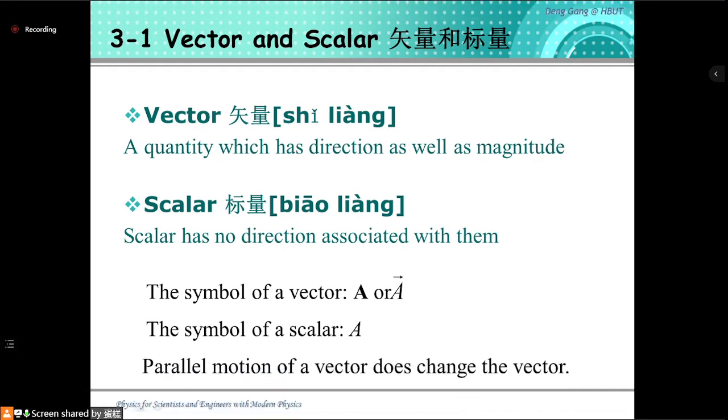If you move a vector parallelly, parallel motion of a vector does not change the vector, because a vector is like an arrow: the length is the magnitude, the direction is the direction, and no matter how you move it parallelly, it will not change the length, and it will not change the direction, right? So that means parallel motion of a vector does not change the vector.